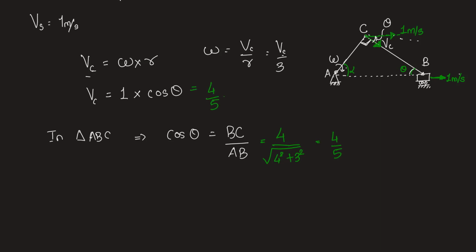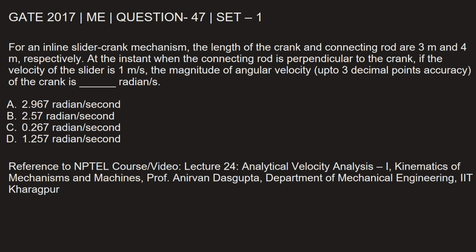And then we can put VC over here to get omega. Omega will be equal to 4 upon 5 into 3, that is 4 by 15, which gives us the value 0.26 recurring, and can be written as 0.267 radians per second. So let's go back and mark the correct option. The options are really confusing, and our correct option is option C, having the value 0.267 radians per second.